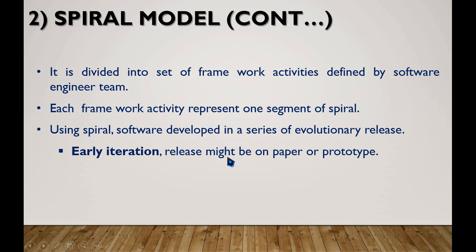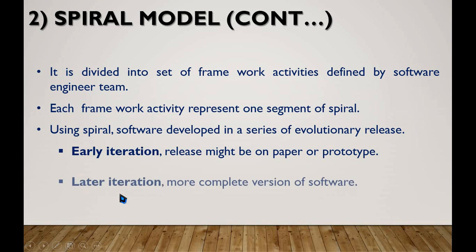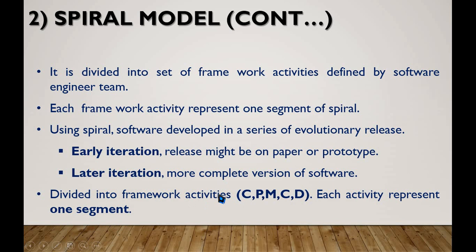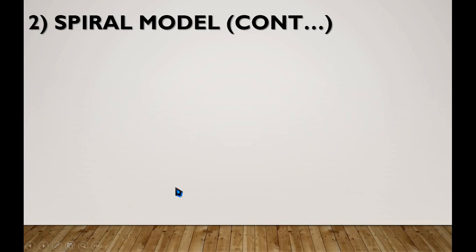Early iteration release might be on a paper or prototype, meaning after the one phase. It can be only on a paper or it can be only a prototype. Later iterations will be a more complete version of the software, divided into framework activities CPMCD, meaning communication, planning, modeling, construction, and deployment. Each activity represents one segment.